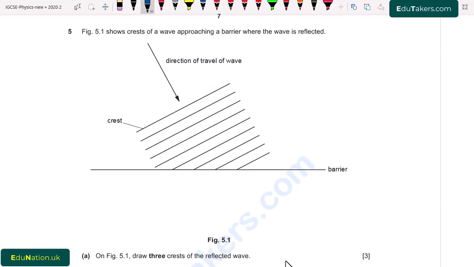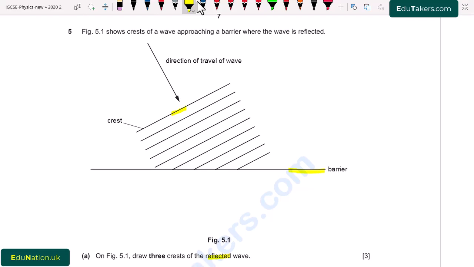So the property which shows that the scale on a liquid in glass thermometer is linear is that they expand uniformly with temperature. Question number 5. Figure 5.1 shows crests of a wave approaching a barrier where the wave is deflected. You can see here the barrier and the direction of travel of the wave. These are the crests. So, part A. On figure 5.1, draw 3 crests of the deflected wave. Here we have to draw the 3 crests of the deflected wave.